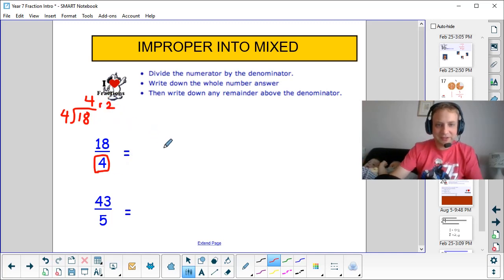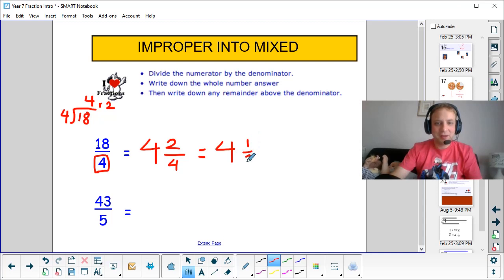How that goes then for this fraction is I do have 4 whole numbers, right? 4 went into 18 4 whole times, and then I had remainder 2 left over, which means I've got 2 quarters left over. If you're being extra special and going above and beyond, you could write that as 4.5, but we're happy for you to leave it like that at the moment.